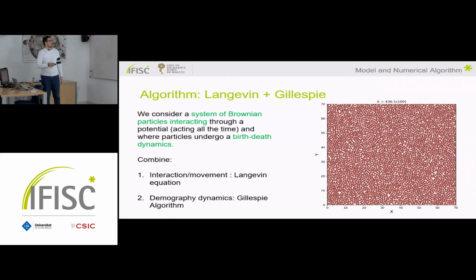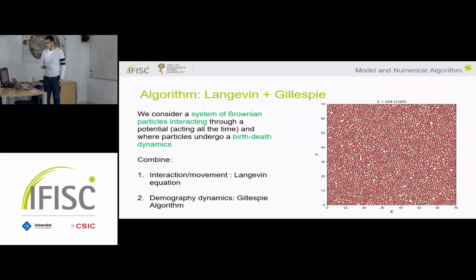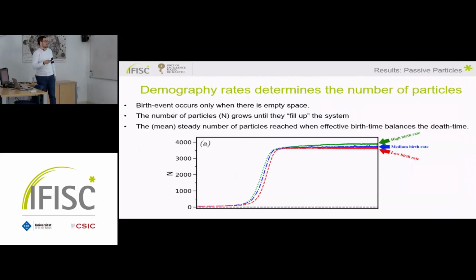Okay, then what our main results obtained is that a birth event occurs only when there is empty space, and the number of particles grows until it fills the system, as we see in the movie. And the result that we obtain is that, depending on the birth rate, the number of particles is different. When we choose a higher birth rate, the number of particles is higher.